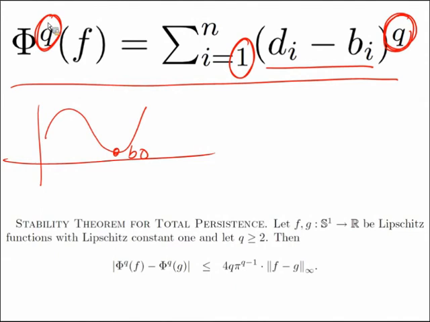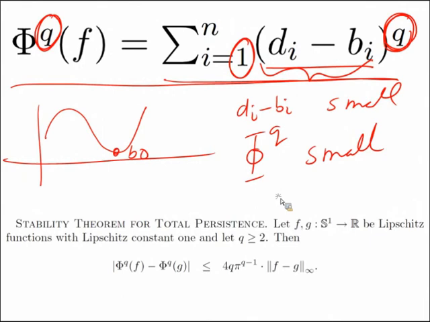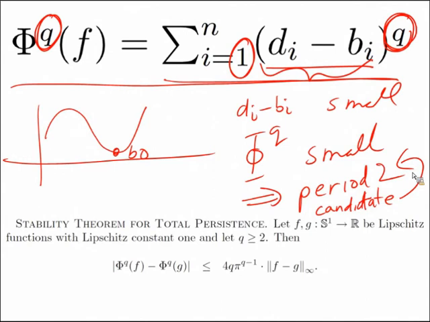But this is our basic function that we take a look at. If DI minus BI is small, then our phi q will be small. And thus, we say that it might be period 2. So this is a candidate for being a periodic 2 function. Any questions up to there?